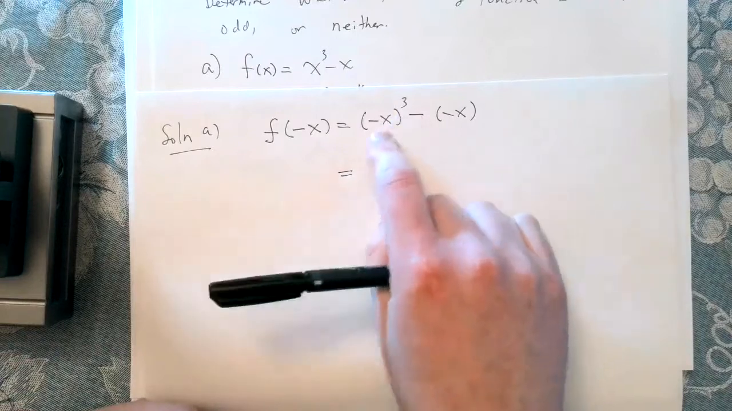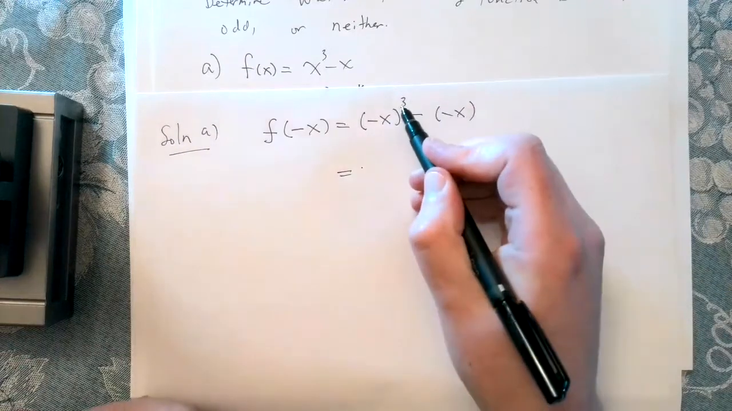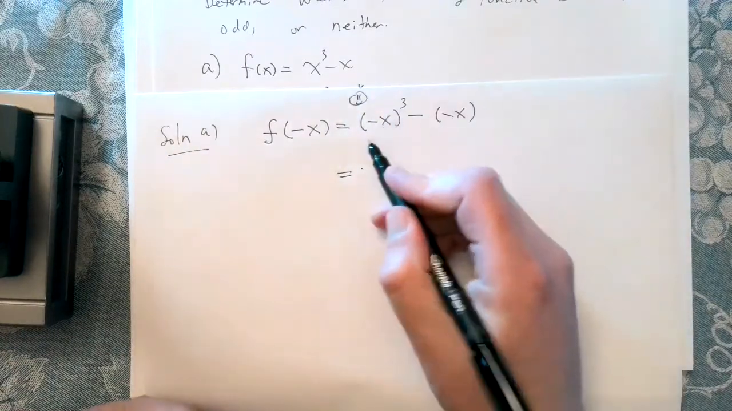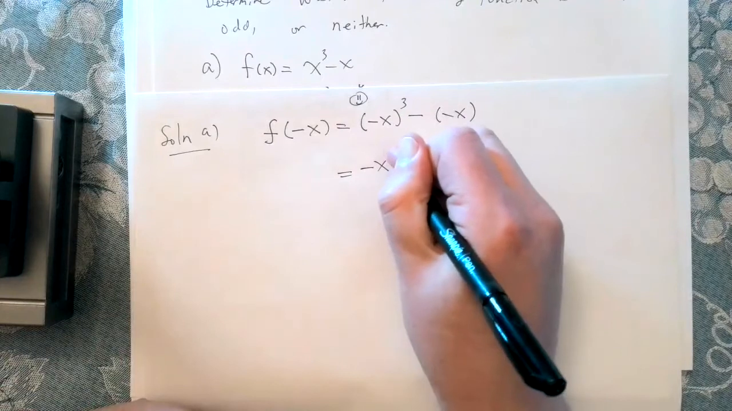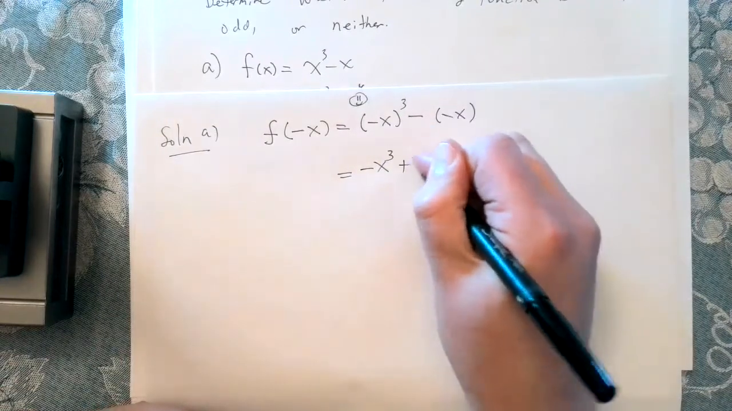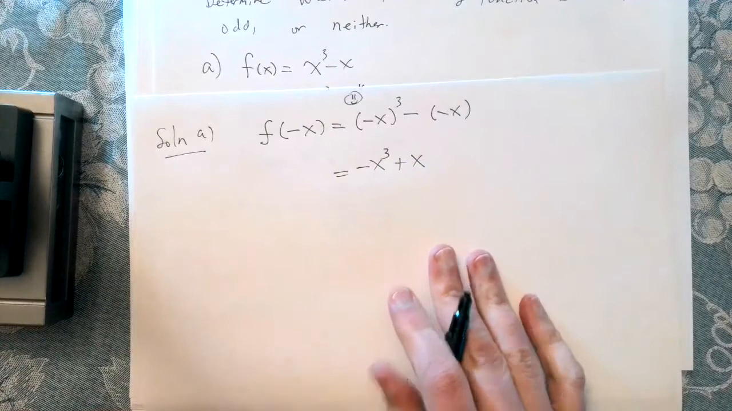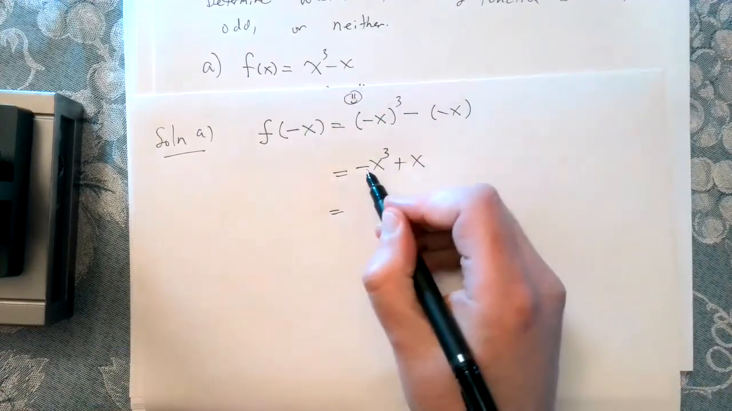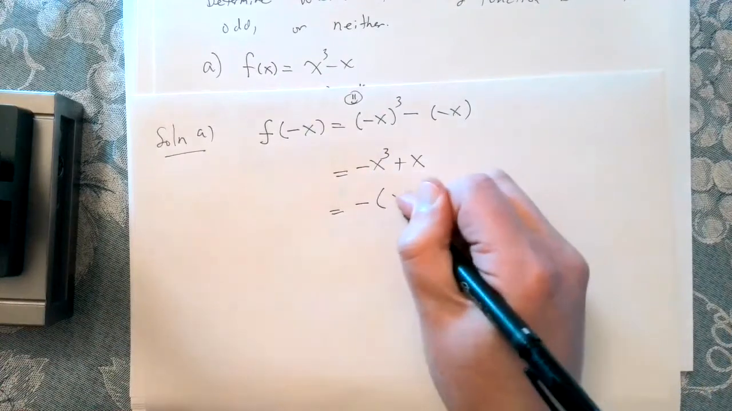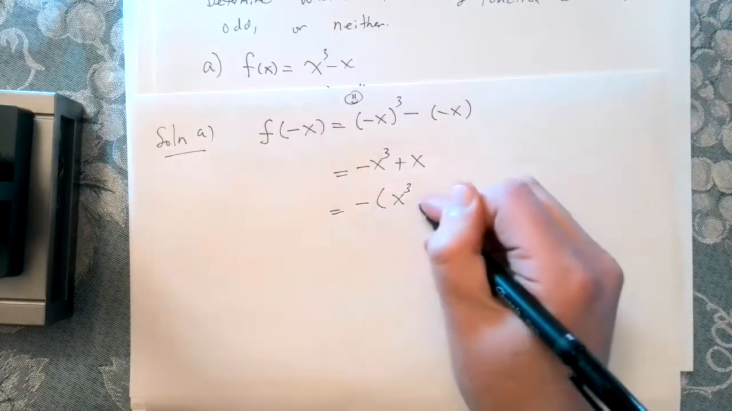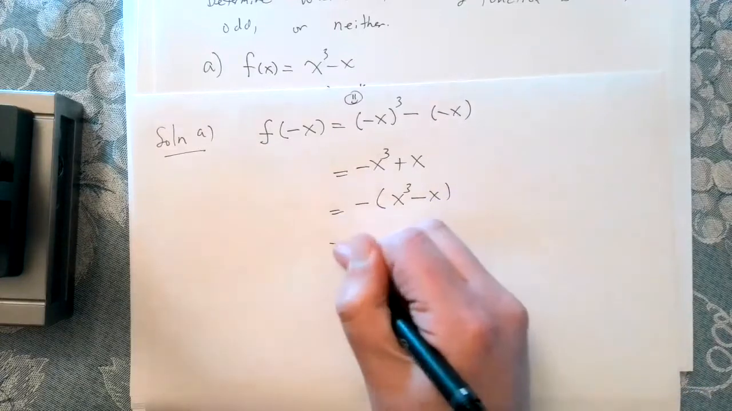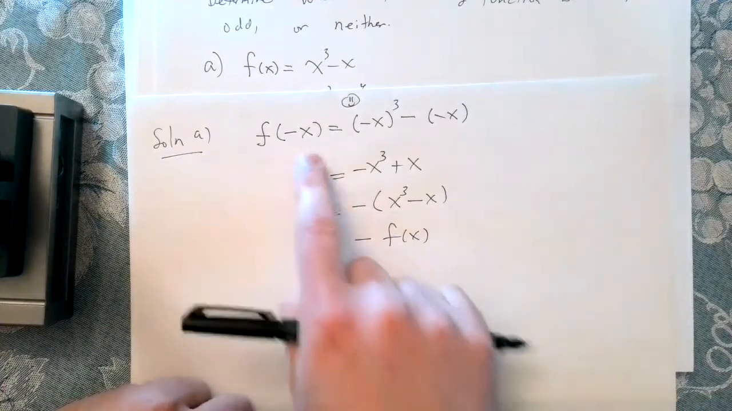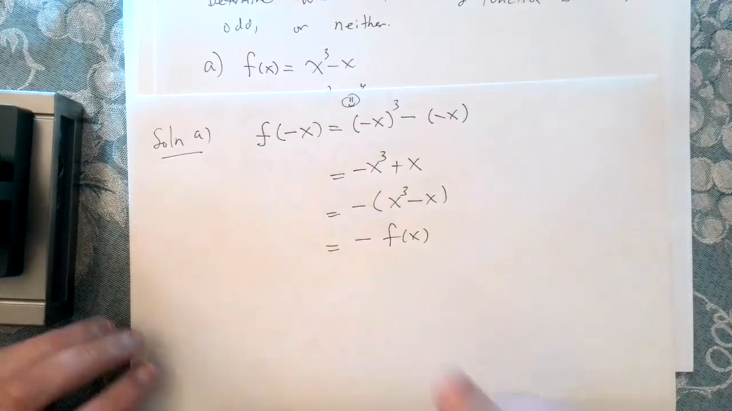What happens if I cube a negative number? If I cube a negative number, it stays negative. And then here the double negatives will be positive. But it almost looks like the original. It's just negative 1 times the original. So let's factor out a negative. And then we realize that this is negative of x cubed minus x. But that's exactly negative f of x. That's the definition of an odd function.